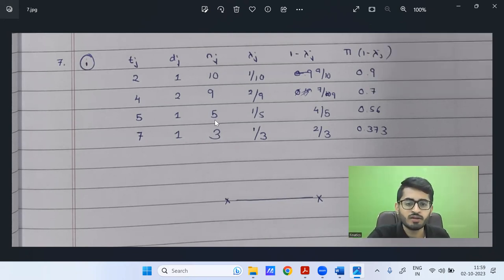110, 29, 15, 13. And obviously, you need to show the censoring part as well. I've not shown that. You could calculate in between how many lives are getting censored. So that will also be there.